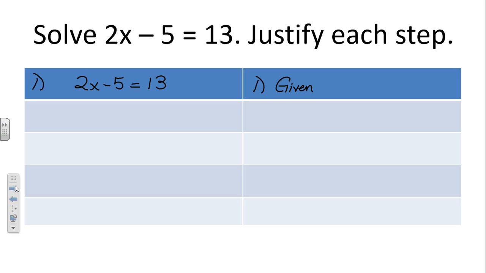Add 5 to both sides. So what I recommend you doing is you say, I'm adding. Okay, so remember that you added. So we add 5 to both sides. Make it a little bit bigger. And that's called our addition property of equality. Okay, so when we do that, what will we get?